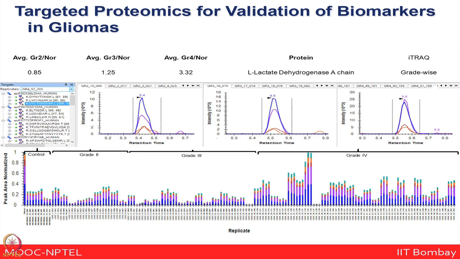This particular protein, L-lactate dehydrogenase, we are trying to measure only that peptide across all of these patients, and we see there is much more abundance of this peptide in grade 4, and we had also seen a similar result in the discovery workflow when we used the iTRAQ based work. So, you can see that there are different technologies which have a complementary nature, which could be utilized to complement the information, and rather than generating the antibodies separately for doing validation, you can just use the mass spectrometer even for the validation.